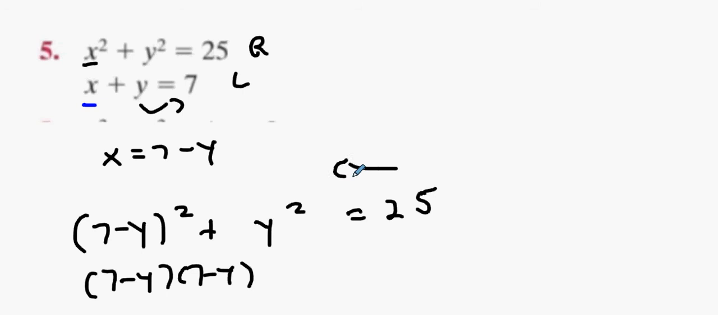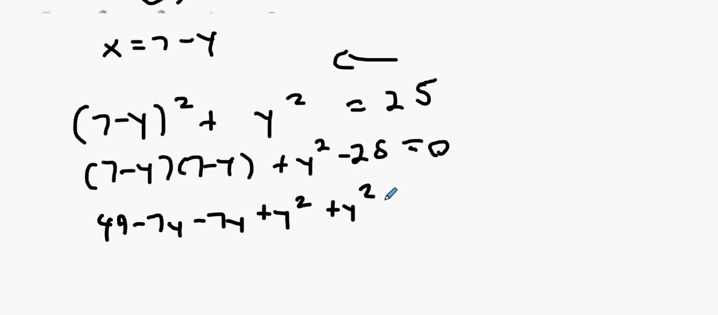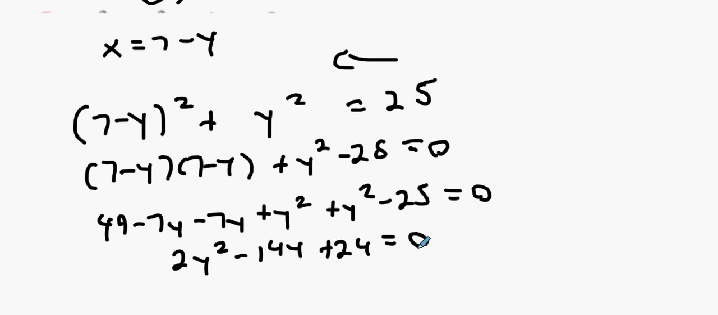Bring the 25 out the other side. And now you're going to multiply out the 7 minus y by 7 minus y. So you're going to get 49 minus 7y minus 7y plus y squared plus another y squared take away 25 equals 0. 2y squared minus 14y plus 24 equals 0. Who got this far? Okay, what's a good idea to do here? You could divide by 2, couldn't you? Make it easier.